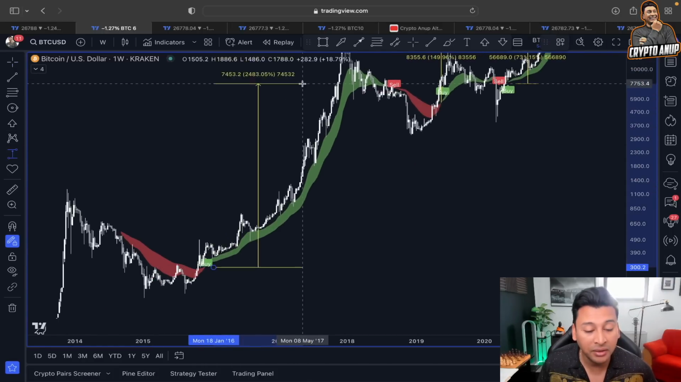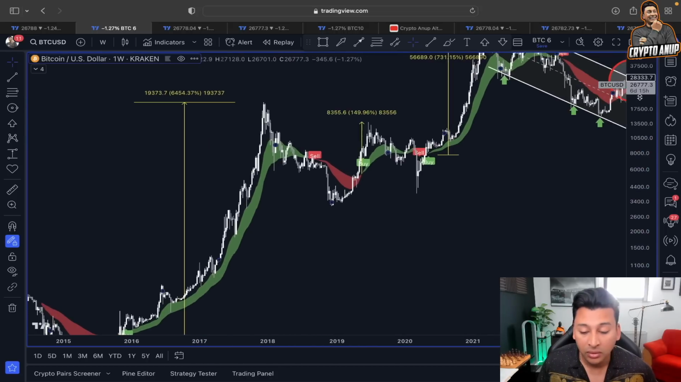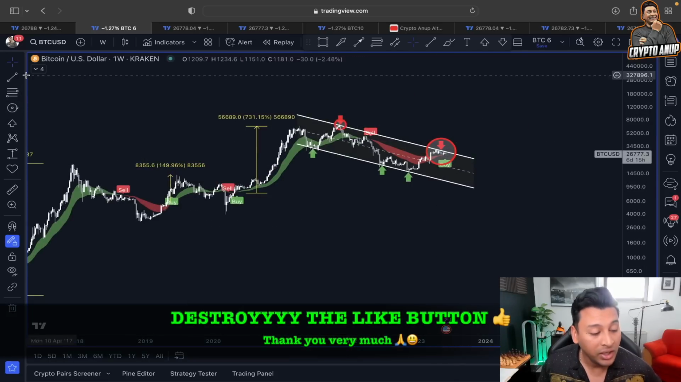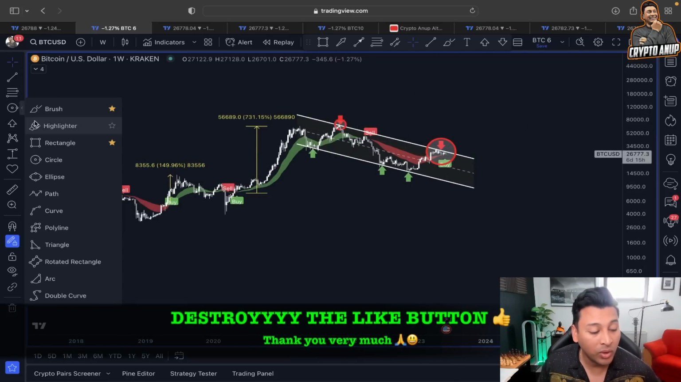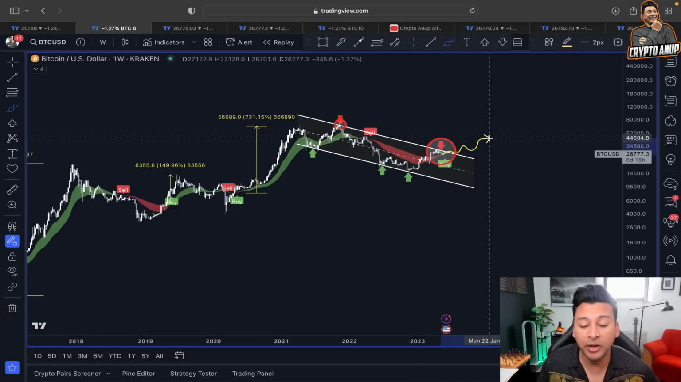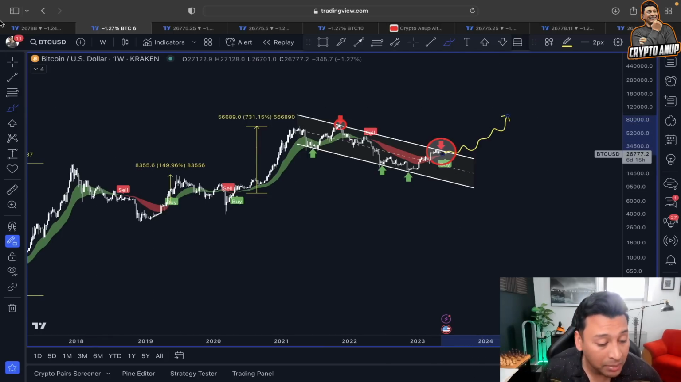So if this here is going to follow this exact movement after this buy signal, then we are expecting the price of Bitcoin, after some range bound, to slowly prepare itself for this new impulsive movement for the upcoming months, upcoming years.